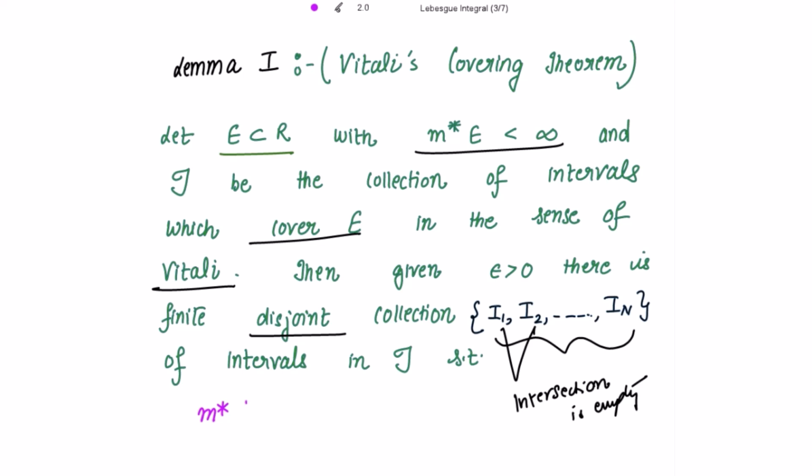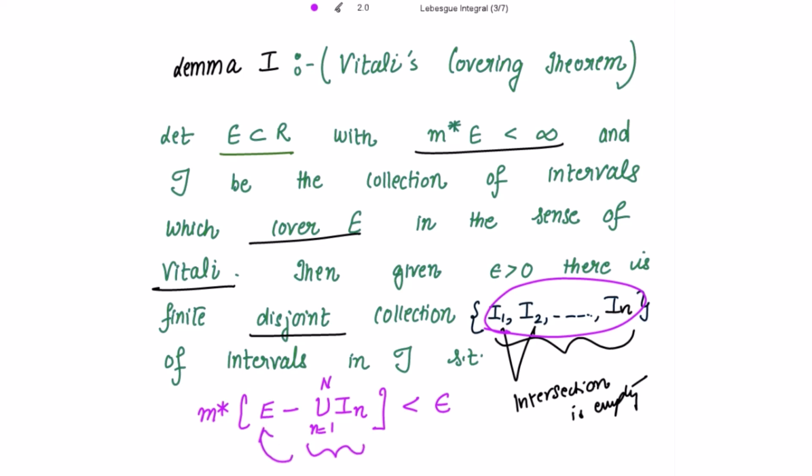The measure of E minus the union of these intervals, the union of all these I_n with n starting from 1 to capital N, the natural numbers, should be strictly less than epsilon. So the collection of intervals which are covering E, we are subtracting their union from E and then taking their measure, and that measure should be strictly less than epsilon.